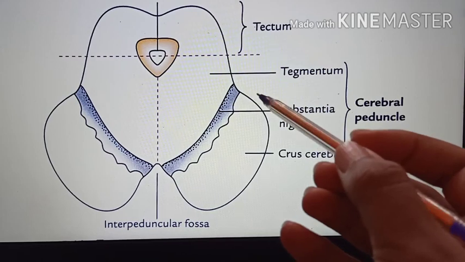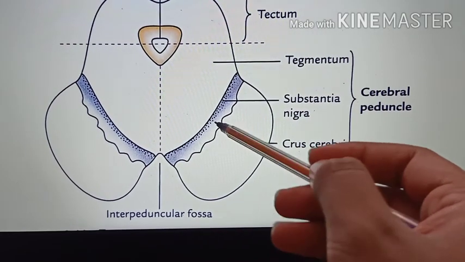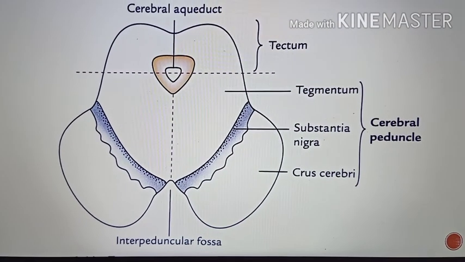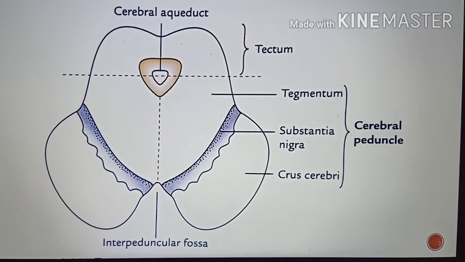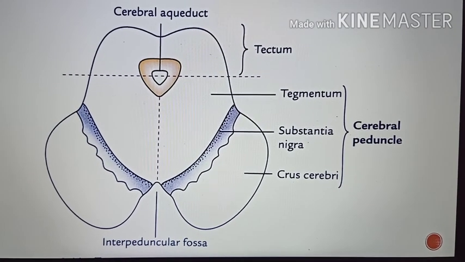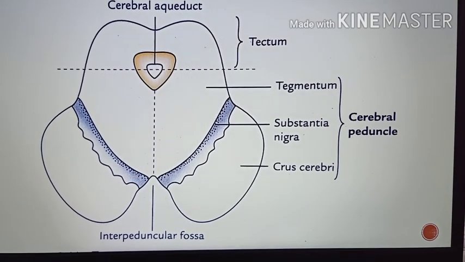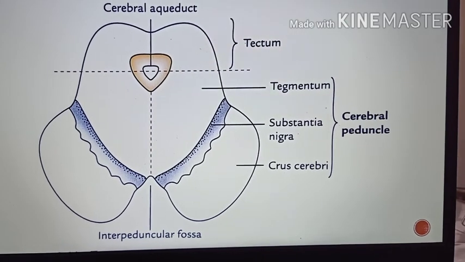Also you have to know about the substantia nigra, the large motor nucleus which is present in the midbrain. The nucleus consists of two parts. One is the pars reticularis, another is the pars compacta. This substantia nigra we have already discussed when we studied the midbrain.